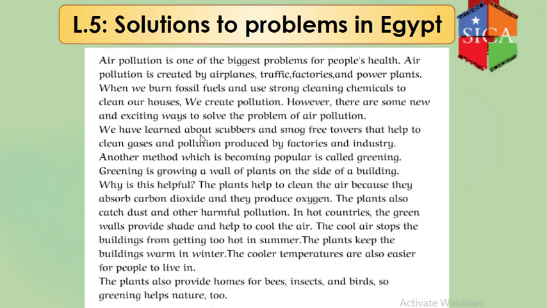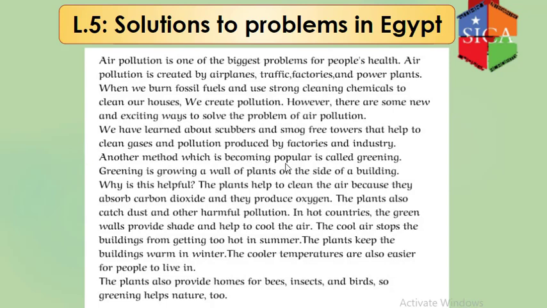We have learned about scrubbers and smoke-free towers that help to clean gases and pollution produced by factories and industry. So scrubbers clean the air from gases, and also smoke-free towers. Both of them clean the air from gases and pollution.